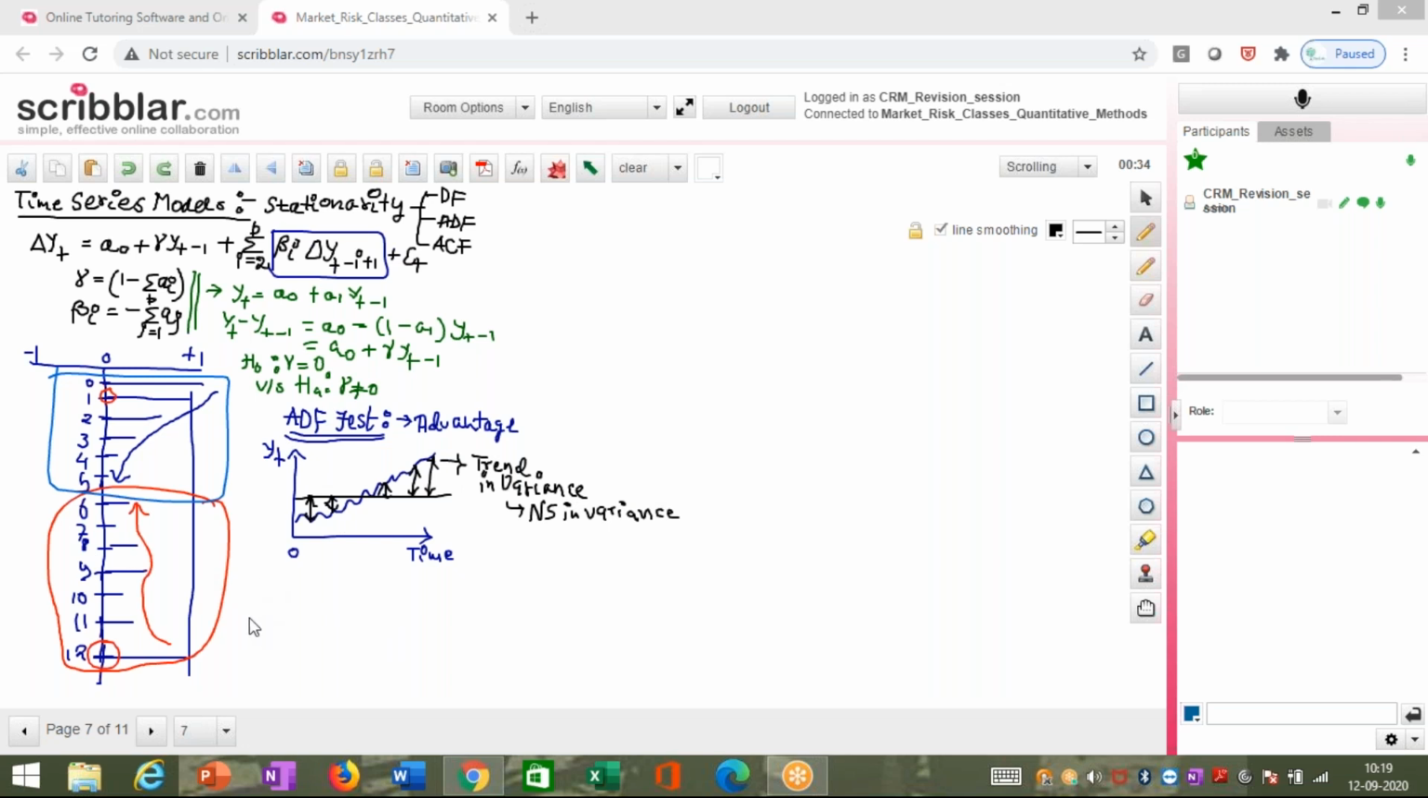So over here, just let me finish discussing this advantage and disadvantage of the ADF test. Then we'll come to it. Now, in this kind of a time series, if I use the ADF test, then it is correct to use the ADF test, and the ADF test will give me an appropriate result. So it's a correct application of the ADF test.